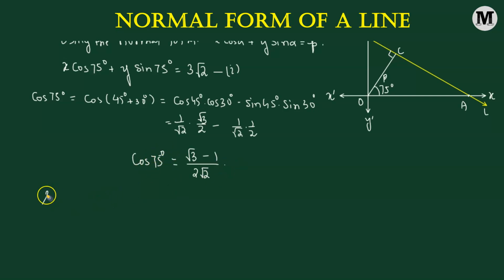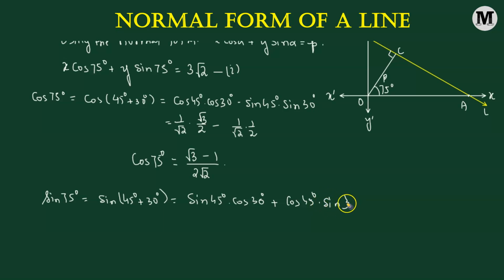This is going to be the value of cosine of 75 degrees. Next, we will find out the value of sine 75 degrees. So sine 75 degrees is going to be equal to sine of 45 degrees added to 30 degrees. So we now expand sine 45 plus 30, we get sine 45 degrees multiplied by cosine of 30 degrees added to cosine of 45 degrees multiplied by sine 30 degrees. Now when we substitute the values of sine 45, cos 30, cos 45 and sine 30, we're going to get square root of 3 added to 1 divided by 2 times square root of 2. So we now have the value of cosine 75 as well as sine 75 degrees. So let's substitute these values back in equation number 1.